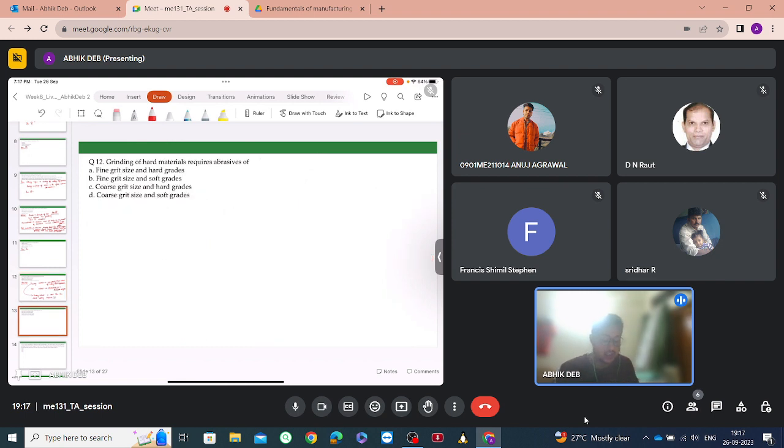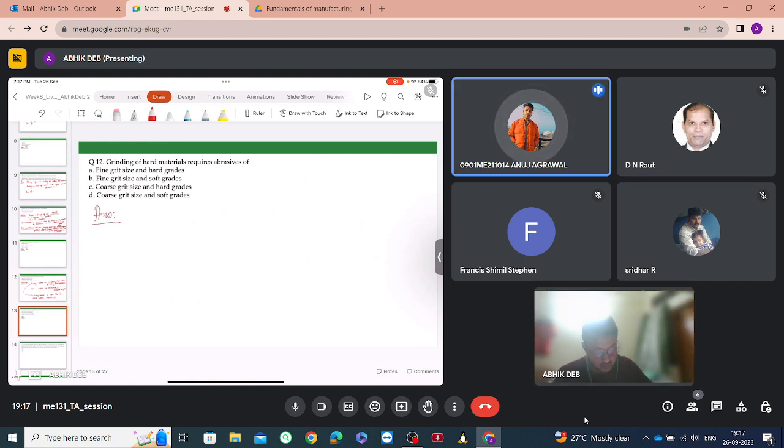Now, grinding of hard materials requires abrasives of fine grit size and hard grades, fine grit size and soft grades, coarse grit size and hard grades, or coarse grit size and soft grades. Sir, I think option B. So you were saying fine grit size and soft grades. Why? Soft grades we have already discussed. Why fine grit size? Sir, because we are taking soft grade, so I think for soft grade we need fine grit size.